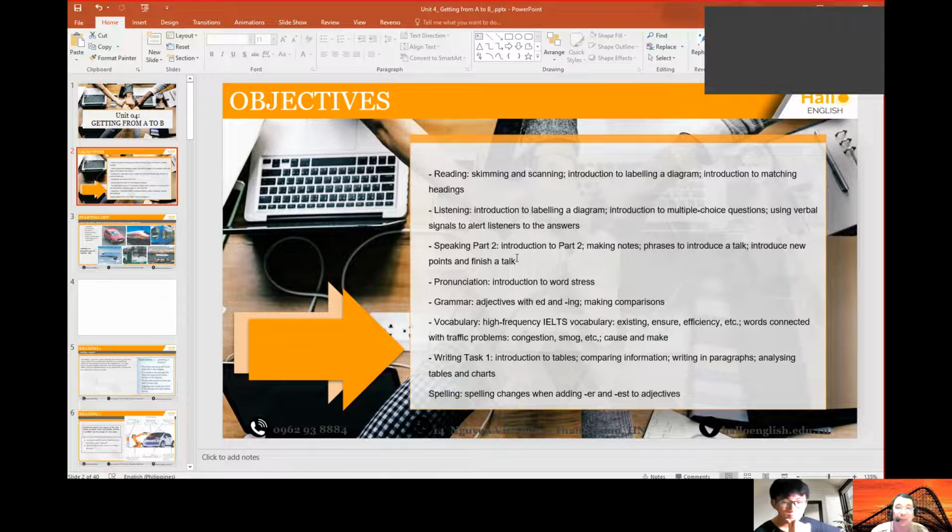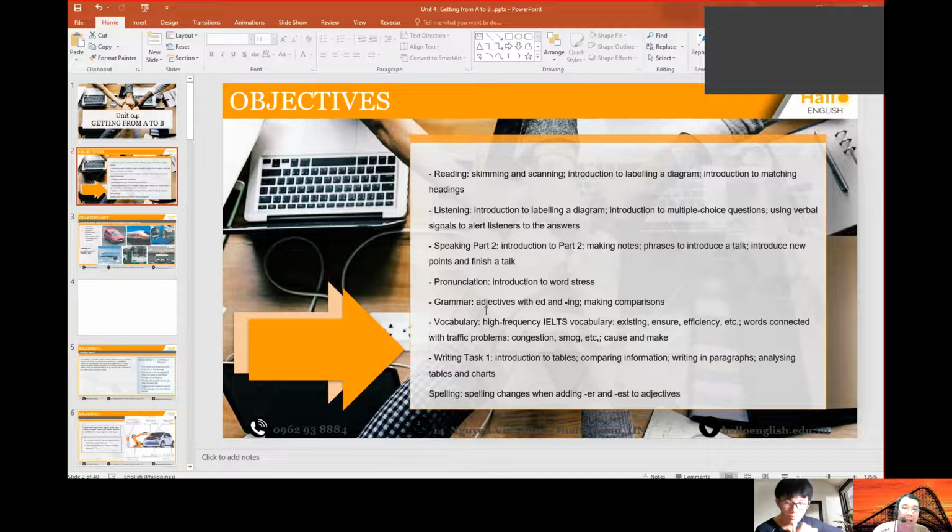And for the speaking part two, it should be introduction to part two also: making notes, phrases to introduce a talk, introduce new points, and finish a talk. So that means you are going to speak, right? And then in the pronunciation part, we're going to study introduction to word stress. So there would be words, and we will understand where we are going to put emphasis, the stress on that particular word when it comes to pronunciation.